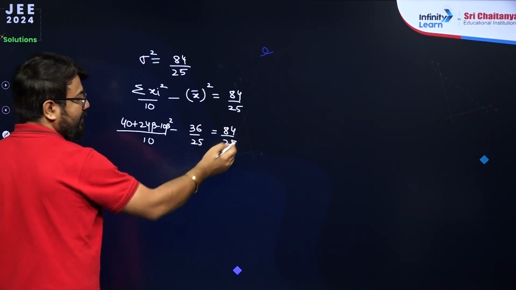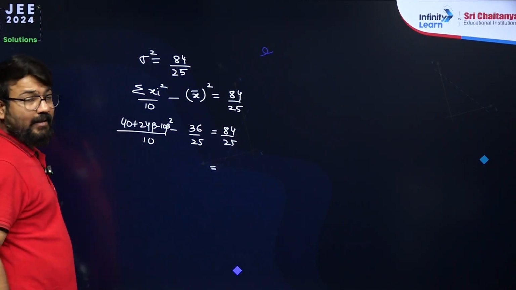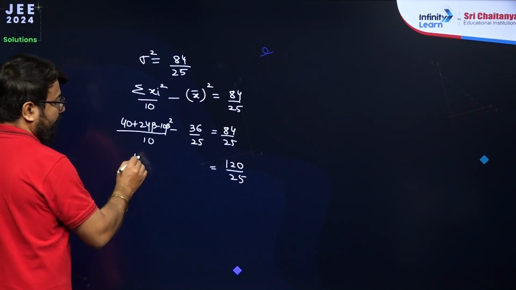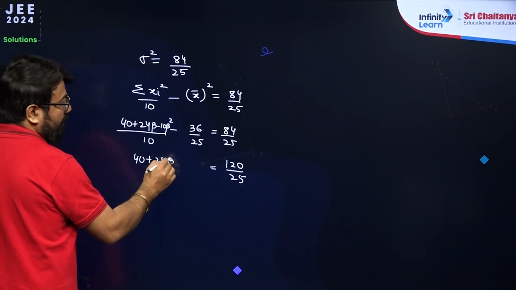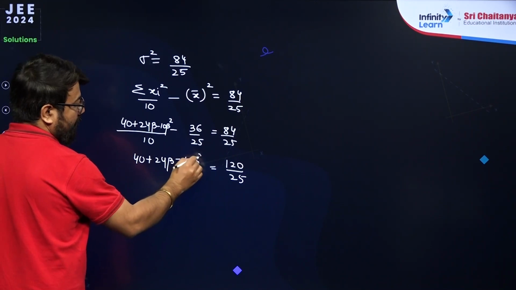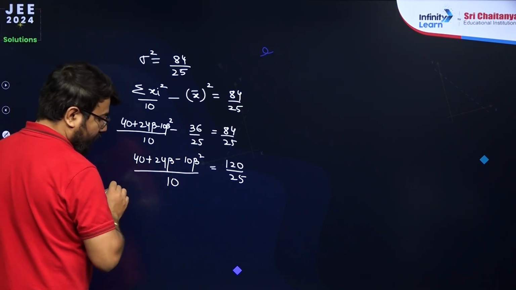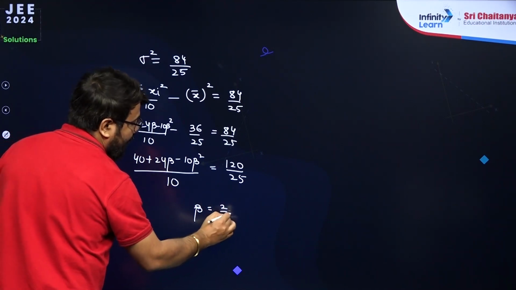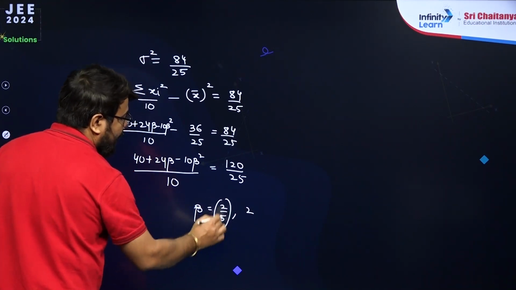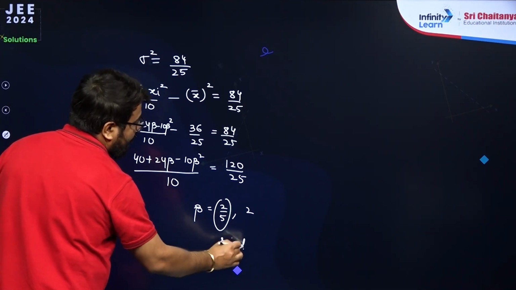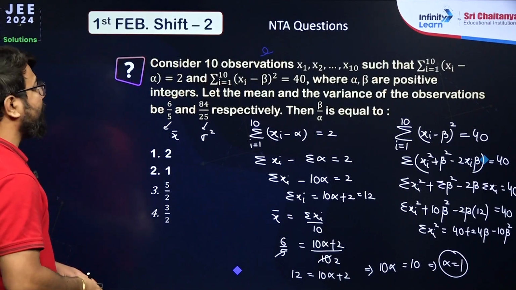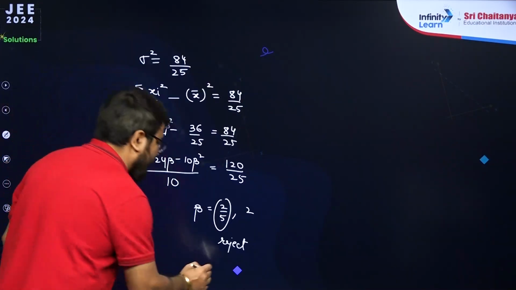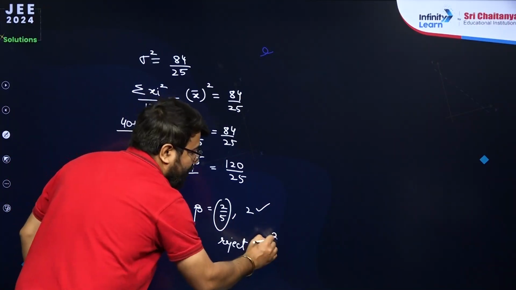So basically if I take this quantity to the right hand side, this becomes 120 over 25. And here we have 40 plus 24 beta minus 10 beta square, whole divided by 10. I hope you are able to understand this. From here, if I try to get the value of beta, there are two values of beta that I'll be obtaining. This 2 by 5 I need to reject, because in the question you can see that alpha and beta are positive integers. So 2 by 5 is not an integer. So that is why beta value will be equal to 2.